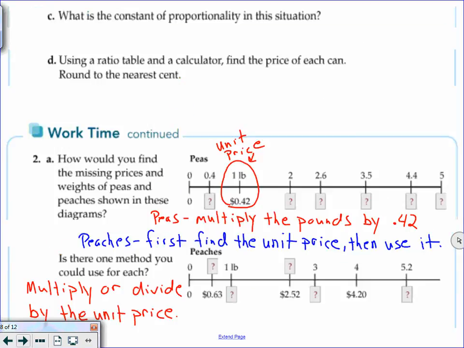What is the constant of proportionality in that situation? Well, the unit price and the constant of proportionality go together in this one. So it would just be 1.49.